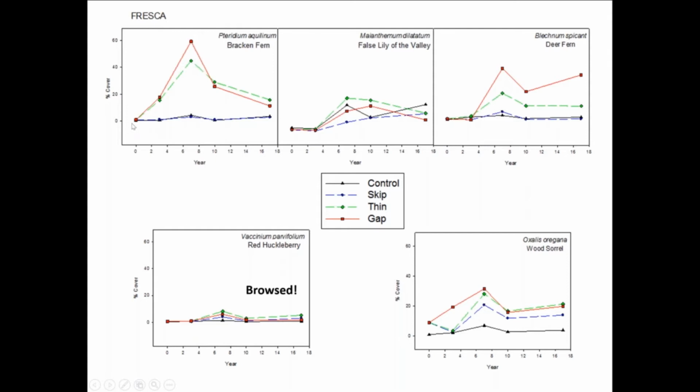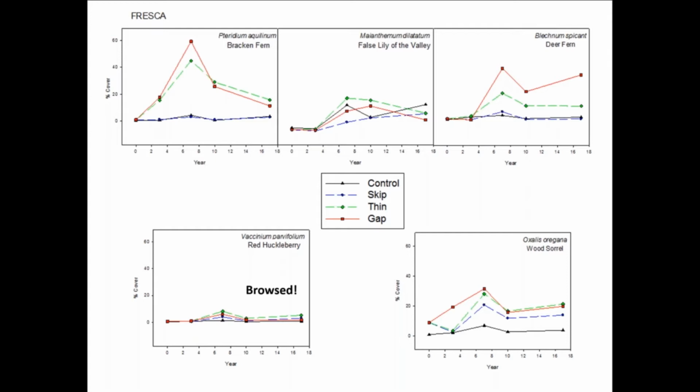Looking at specific species, here we have bracken fern. We've got a big increase by year 7. These two lower lines are the control plot and part of the skip in the variable density thinned plot. And then this is a gap, and then the thinned area. So in the gap and the thinned area, they increased by year 7, then declined by year 17.